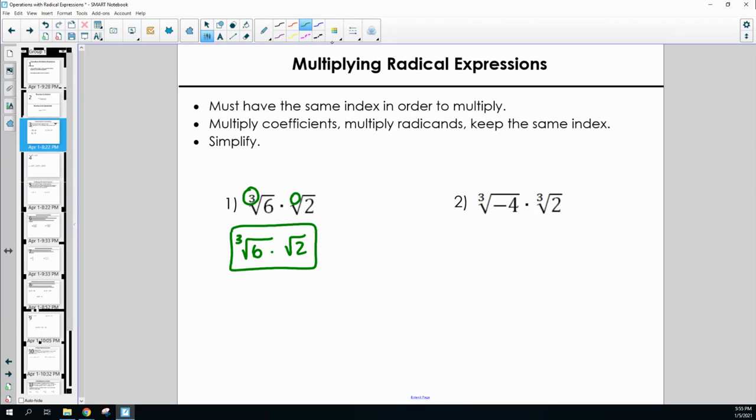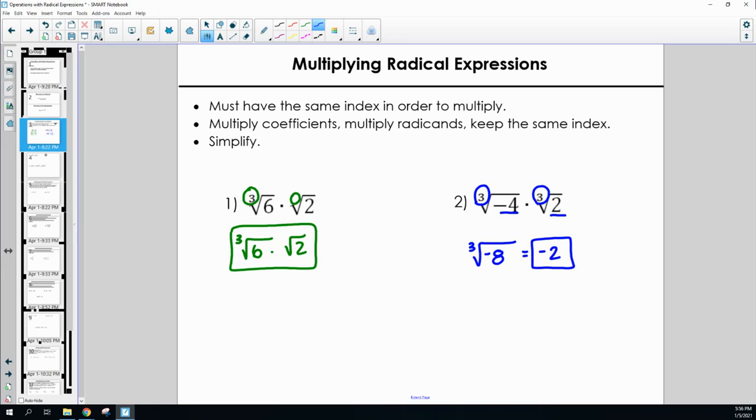Okay, in the second example, we can see that the indexes are the same. We have the cubed root of negative 4 times the cubed root of 2. Both indexes are 3, so we can multiply. So what we're going to do is keep the radical with the index, and we're just going to multiply the radicands. So we're going to multiply negative 4 times 2, which gives us negative 8. Now the cubed root of negative 8 can be simplified, and that's going to equal negative 2.